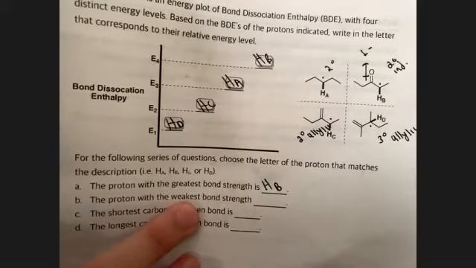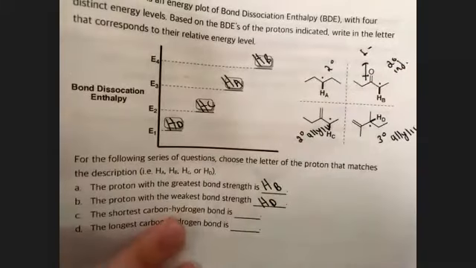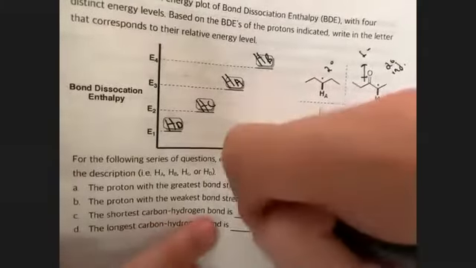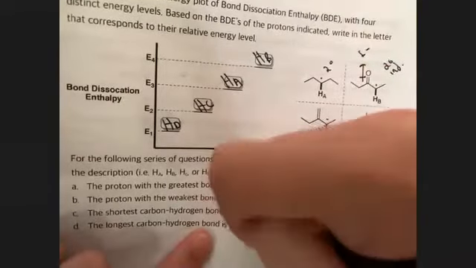It's the weakest bond because it forms a really stable product, HD. And the shortest carbon-hydrogen bond implies the strongest bond, so that would parallel letter A, so that's HB. And the longest carbon-hydrogen bond indicates it's weak, so that would be HD.